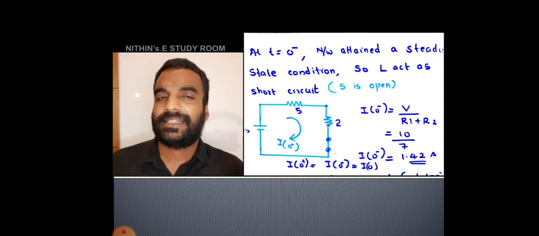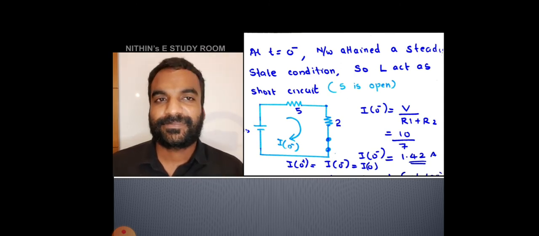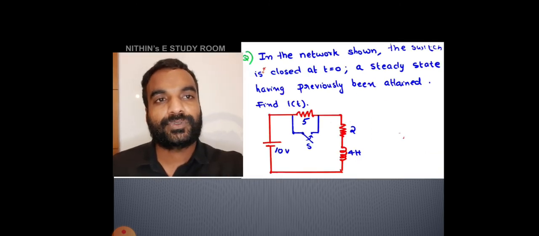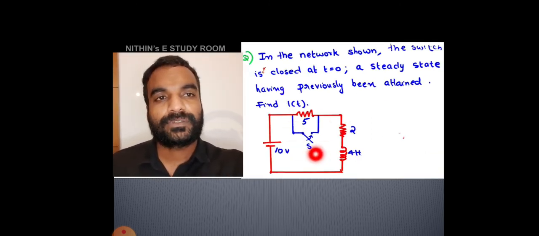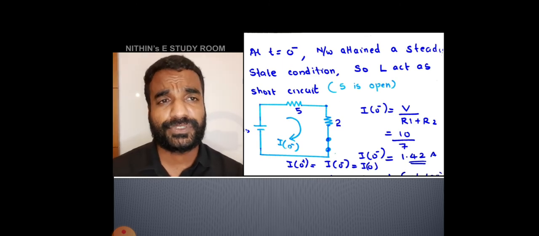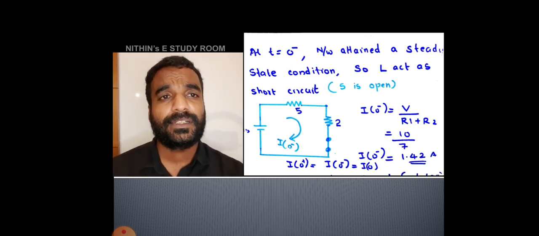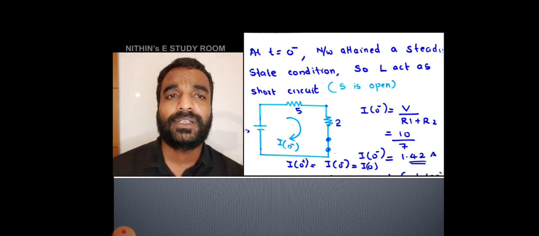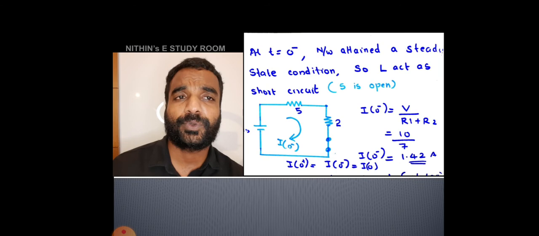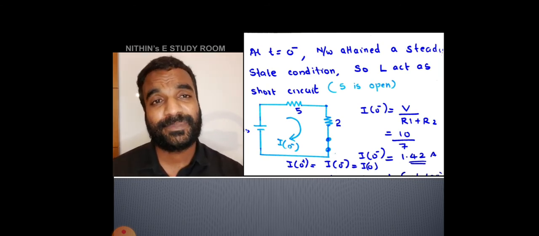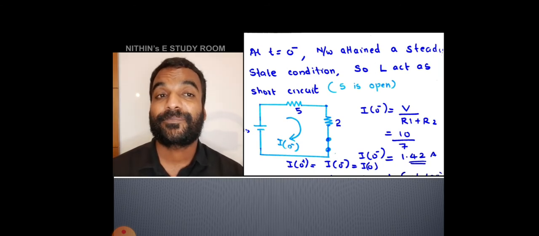Steady state means in an RL circuit, the inductor will act as a short circuit. So this is the condition, switch is open. So remove this switch and replace the inductor with a short circuit. Now from that figure, we can point out what is I0 minus, the current in that circuit. There is a voltage source of 10 volt and 2 resistors. Why are you taking I0 minus? Because it is the instant just before the switch is closed.